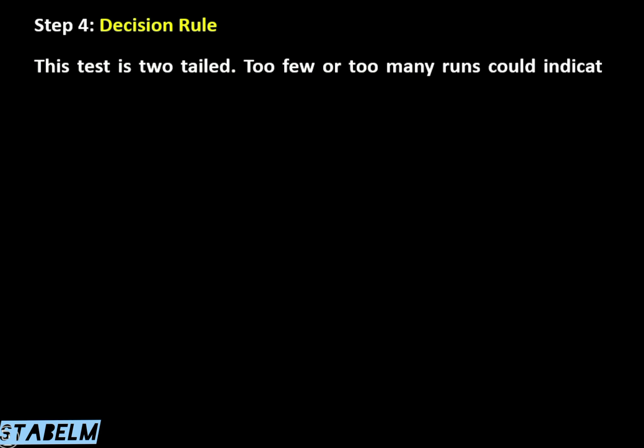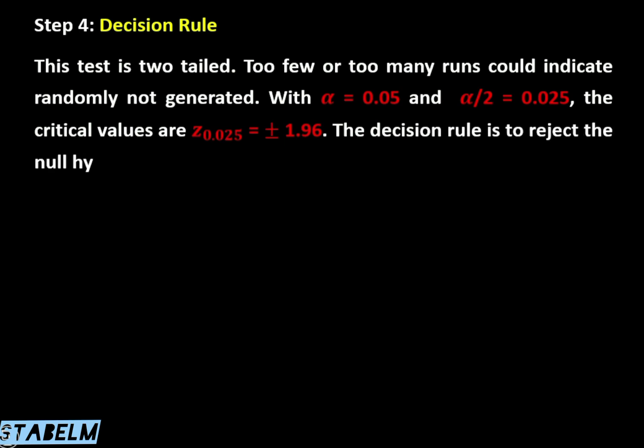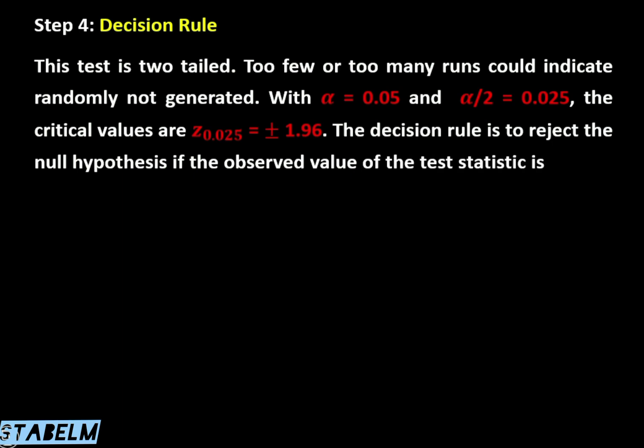This test is two-tailed. Too few or too many runs could indicate the sample was not randomly generated, with alpha equal to 0.05 and alpha over 2 equals 0.025. The critical values are plus or minus 1.96. The decision rule is to reject the null hypothesis if the observed value of the test statistic is greater than 1.96 or less than minus 1.96.